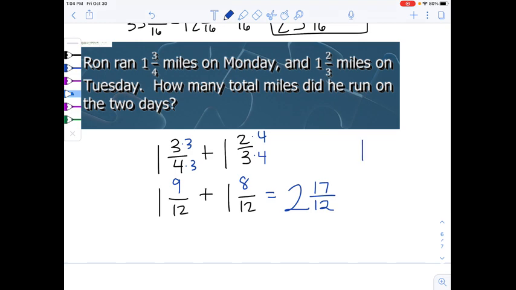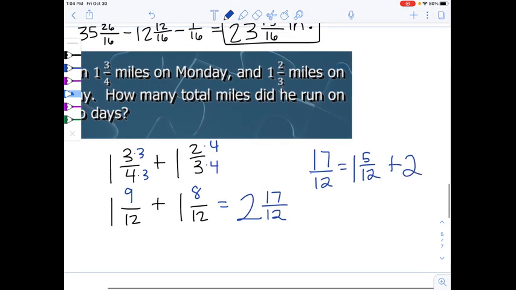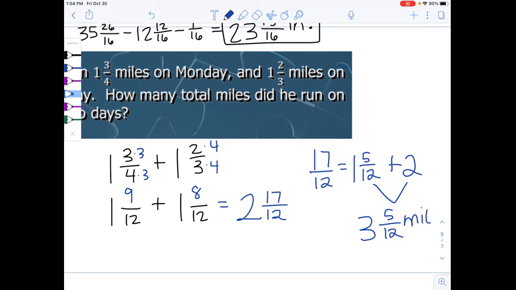Well, this 17 twelfths is an improper fraction, so I'm going to change that to a mixed number. 12 goes into 17 once, and 5 are left over to get from 12 to 17. So really it's 1 5 twelfths plus 2. Together, that is 3 5 twelfths miles.